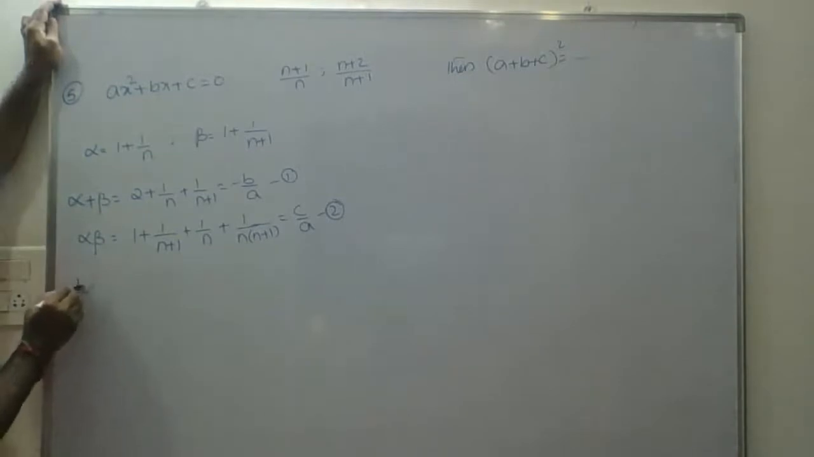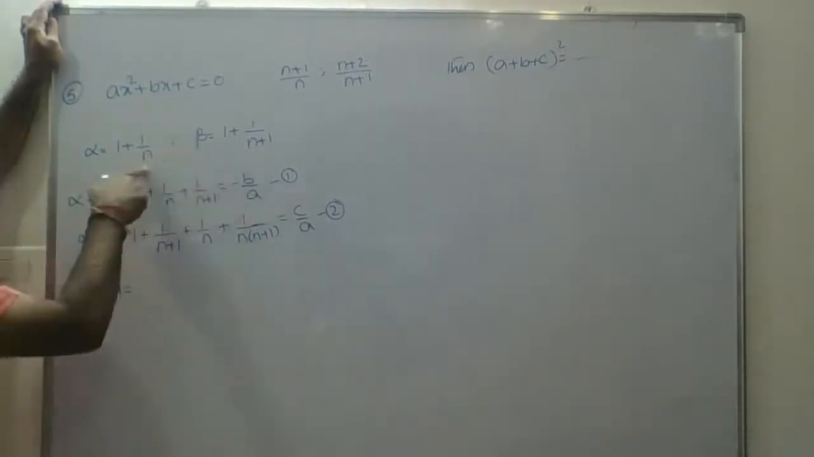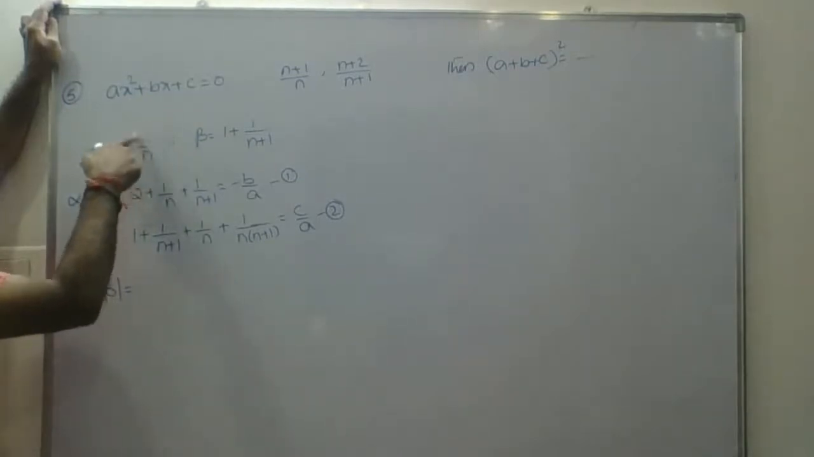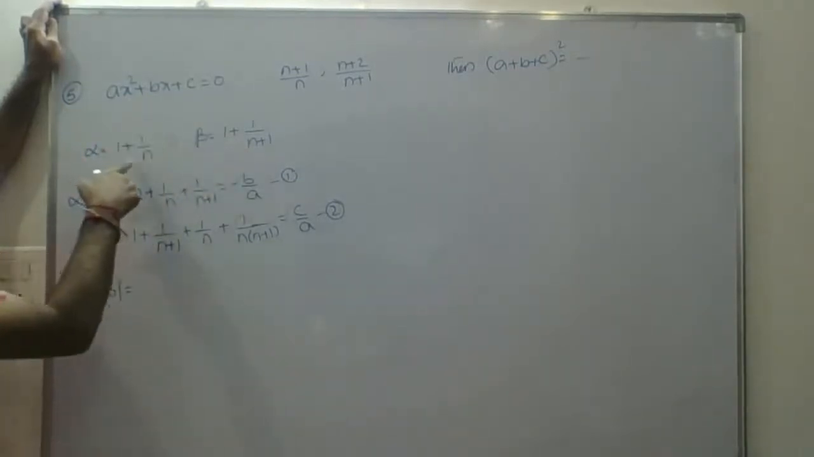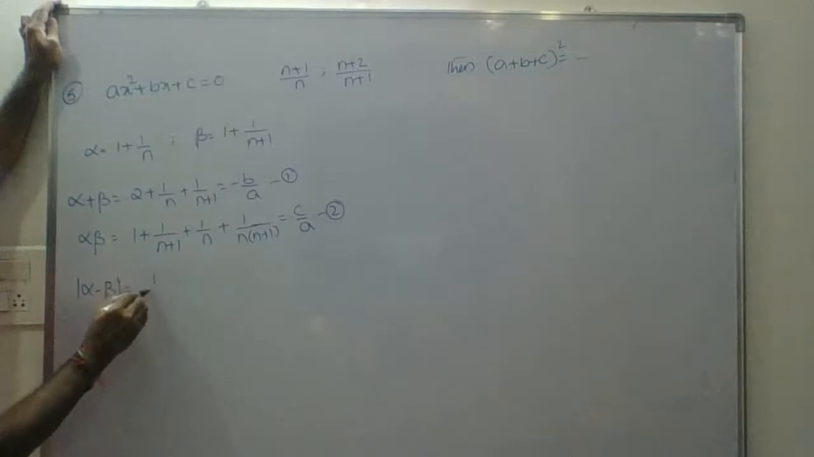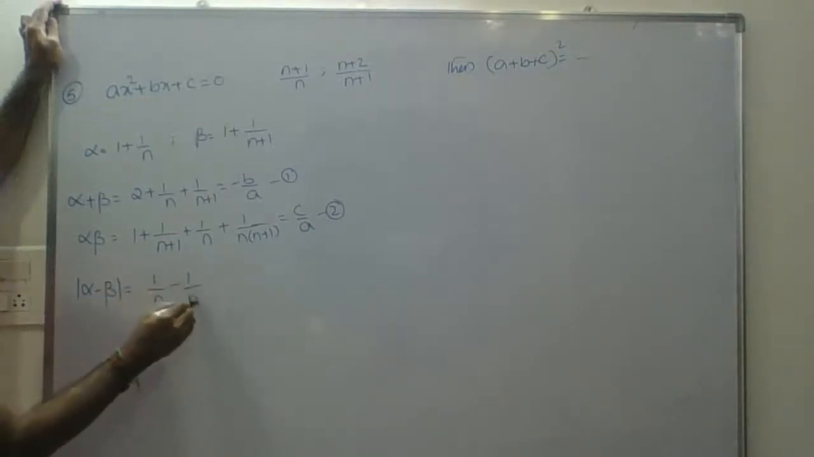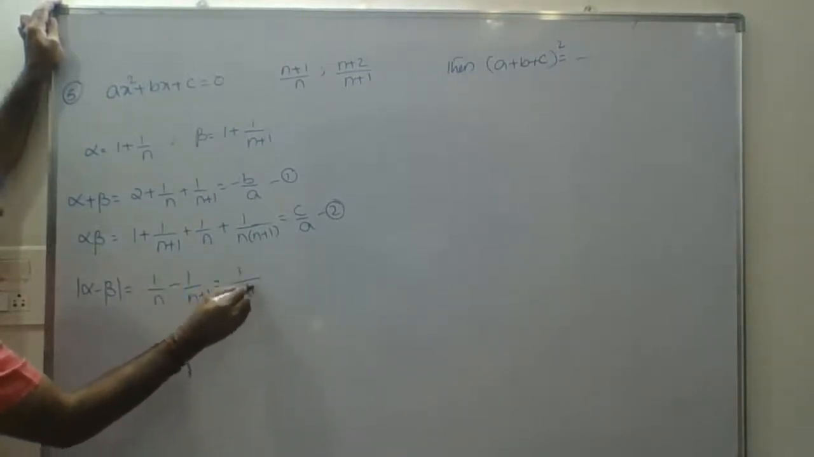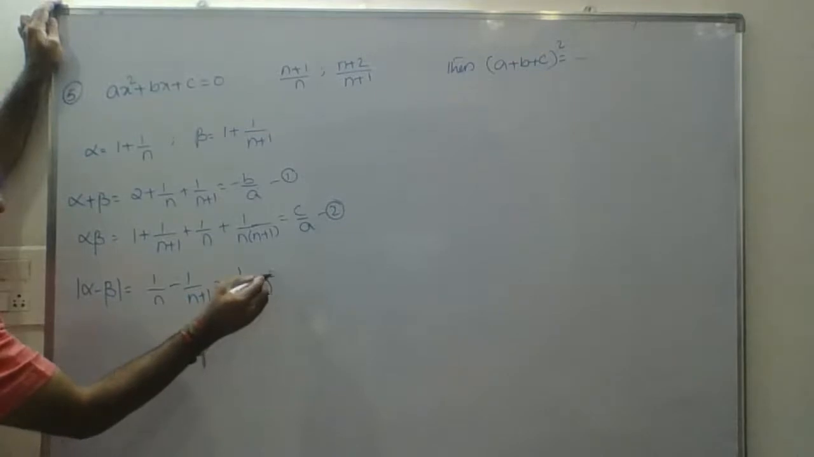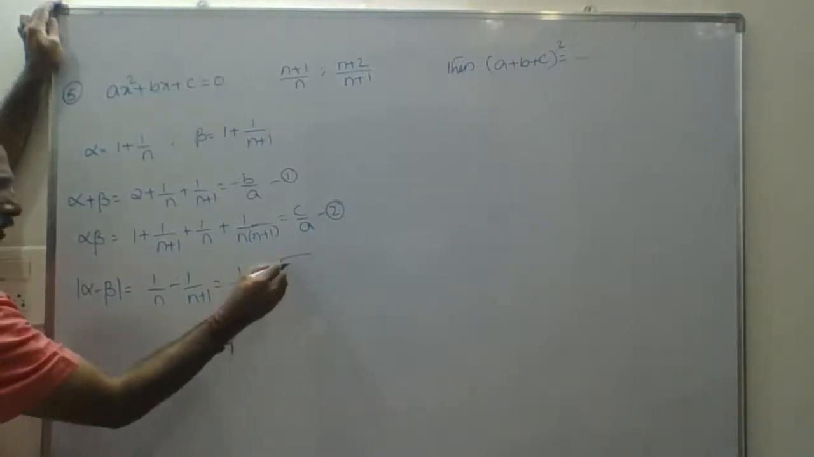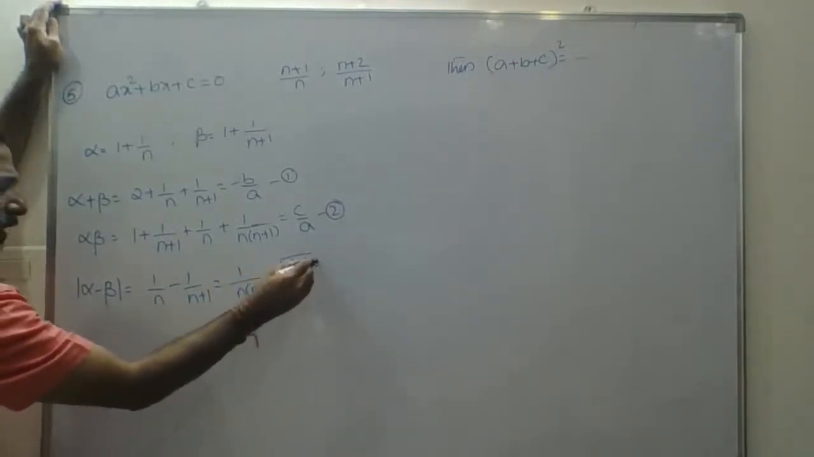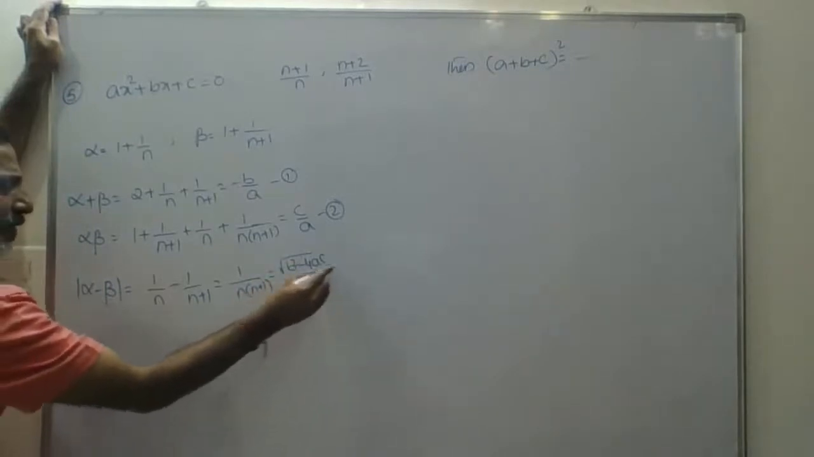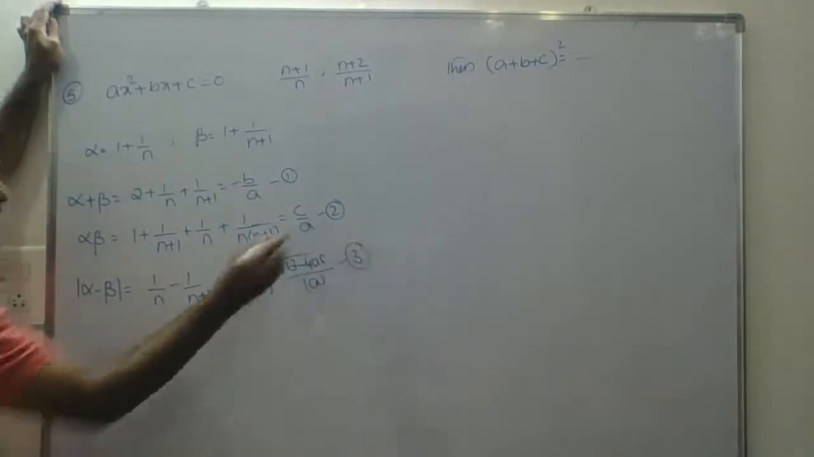What is the difference of the roots? Mod alpha minus beta. ఈ రెండిట్లో ఏది పెద్దది? 1 by n. ఇదే పెద్దది 1 by n plus 1 కంటే. దీంట్లో దాన్ని సబ్ట్రాక్ట్ చేస్తే 1 by n minus 1 by n plus 1. So n plus 1 minus n by n into n plus 1, which is equal to root of b square minus 4ac by mod a. Say equation number 3.